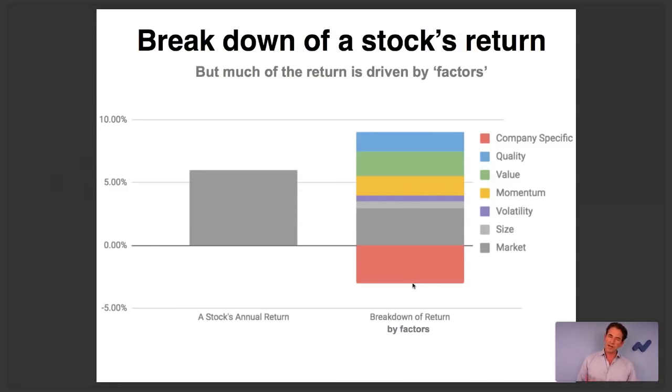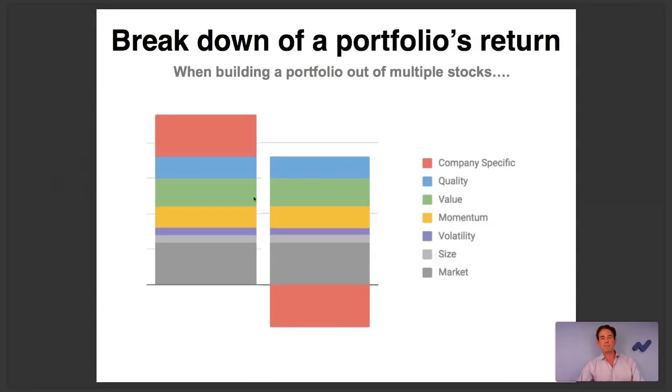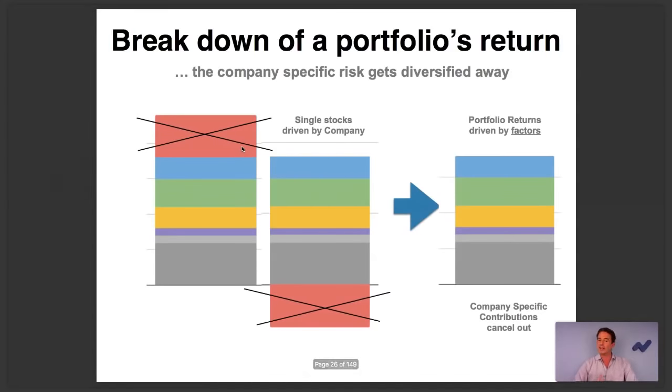One of the really interesting things about building a portfolio is that the more stocks you add, the more the company-specific reasons why stocks go up and down are diversified away. So if I put both of these stocks and their returns together, you can see that they might cancel each other out from the company-specific reason.